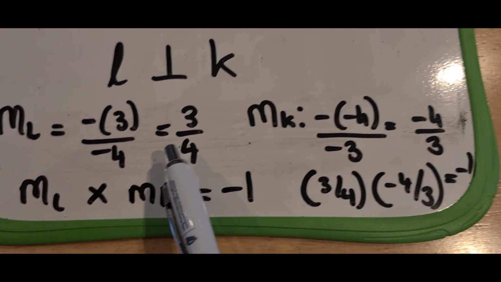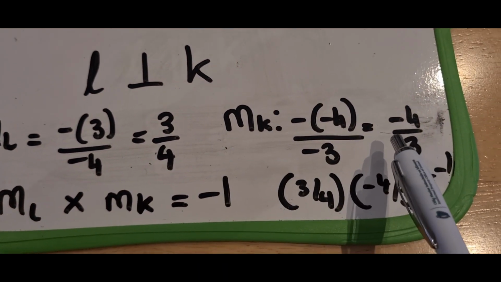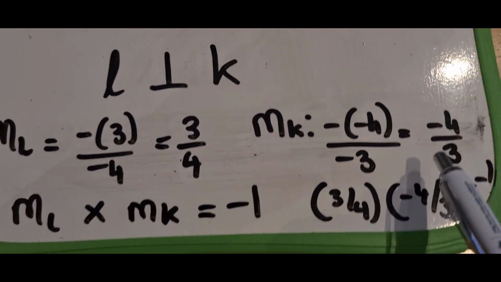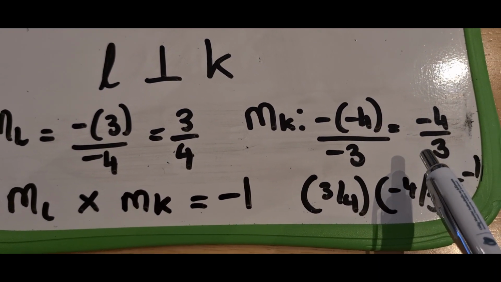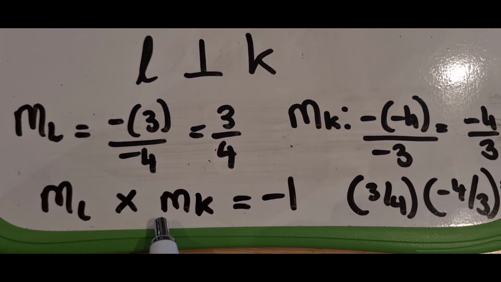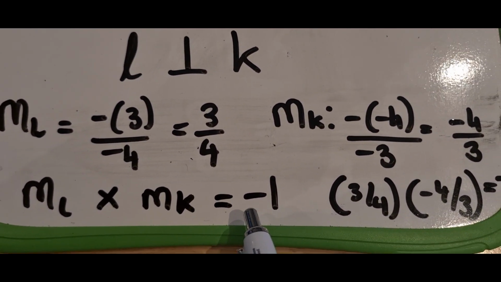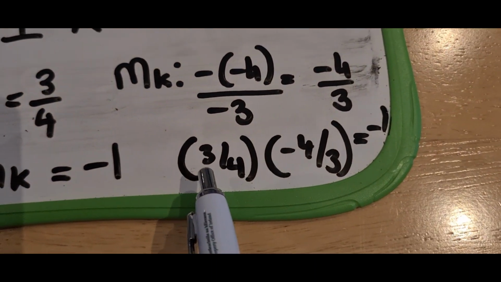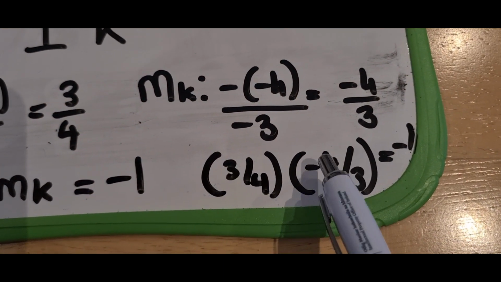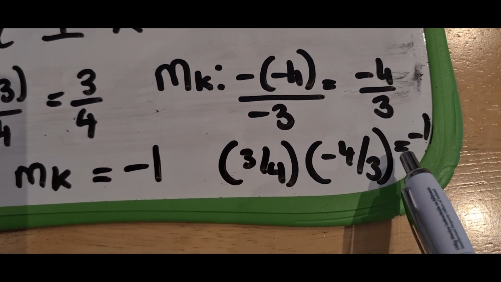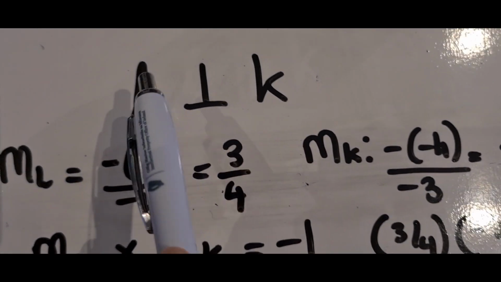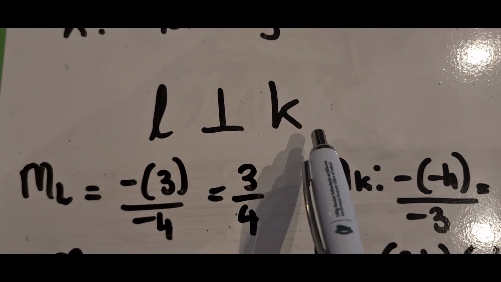So I now have their two slopes, 3/4 and minus 4/3, and all I want to do now is prove that they're perpendicular. If you multiply their two slopes, you should get an answer of minus 1 if they're perpendicular. So if I multiply 3/4 by minus 4/3, you will get back minus 1. So I now know that the line L is perpendicular to the line K.